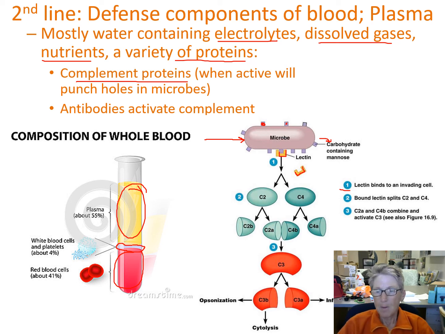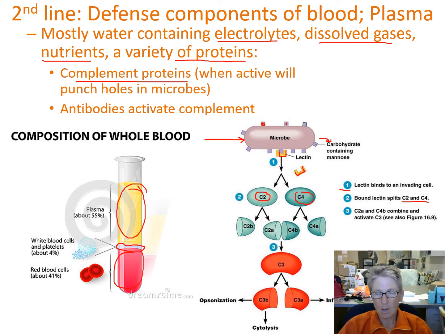And then, once it's bound, it's called bound lectin. Bound lectin will split complement protein C1 into C2 and C4. The cartoon doesn't really show how it does it, but what lectin is really doing, once it's bound to a microbe, is alerting the complement system that there is a microbe in your blood. So lectin will split C1 into these two complement proteins, C2 and C4.